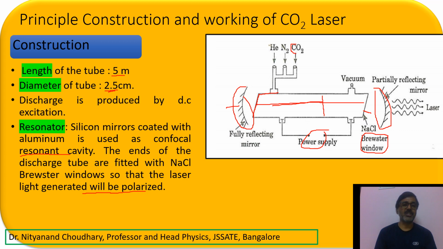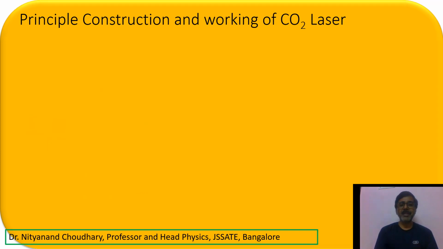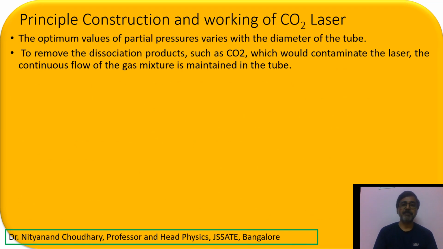So this is the construction. We have the length, we have the diameter, we have the discharge through the power supply, and we have put the resonator at the two ends, and we have also applied the Brewster window so that the light can be polarized. The laser beam which we are producing is a polarized beam. So this was your construction. Now let us start the working of this laser.